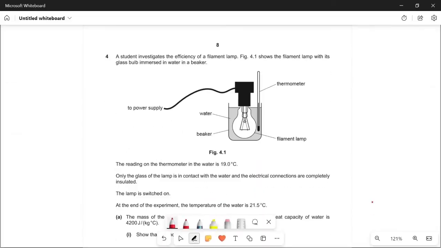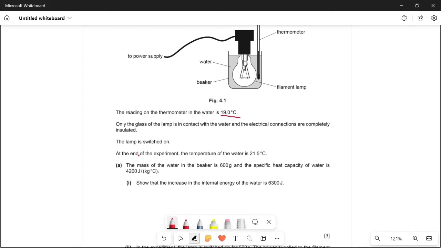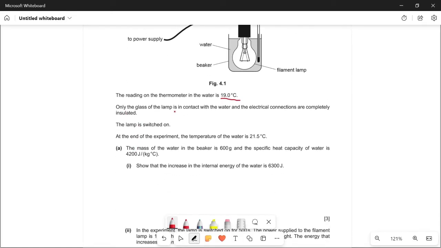Next question. A student investigates the efficiency of a filament lamp. Figure 4.1 shows the filament lamp with its glass bulb immersed in water in a beaker. The reading on the thermometer in the water is 19 degrees Celsius. Only the glass of the lamp is in contact with the water, and the electrical connections are completely insulated. So there's no wastage of energy, or there's no heat coming out.